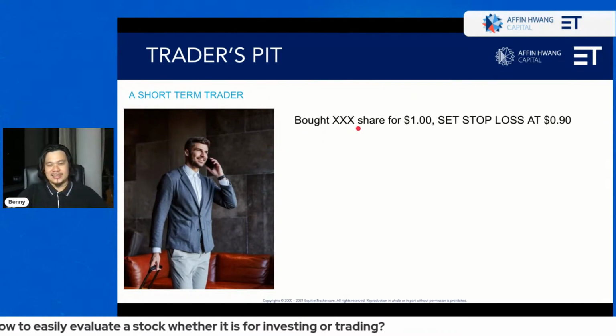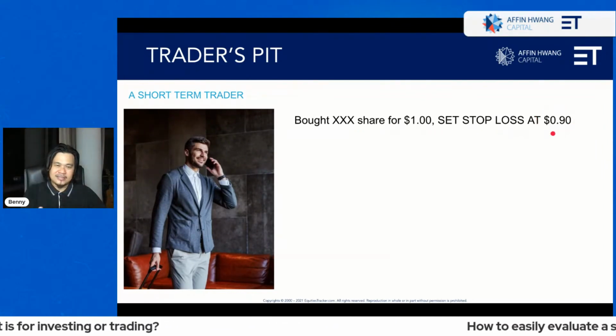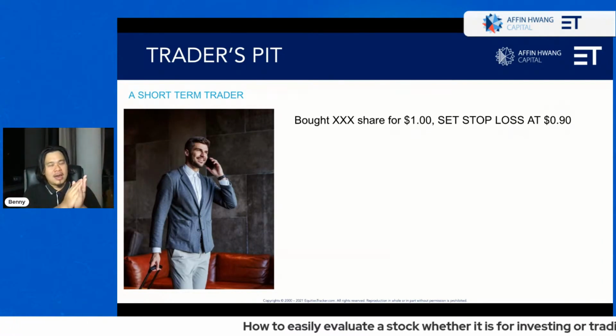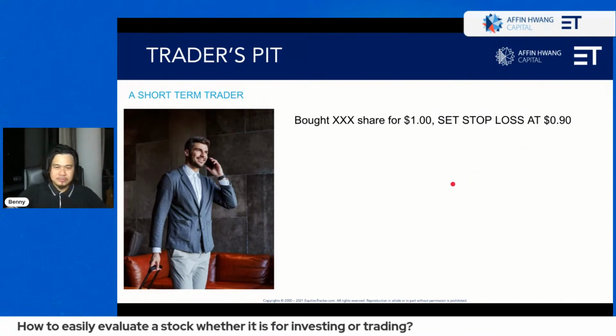So you bought this share XXX for $1 and you set a stop loss at 90 cents. That means if the price comes down to 90 cents, you know what? It's not going up anymore. It's not where I'm expecting it to go. I'm just going to cut my losses short. All right. So this is, let's say, my trading plan.